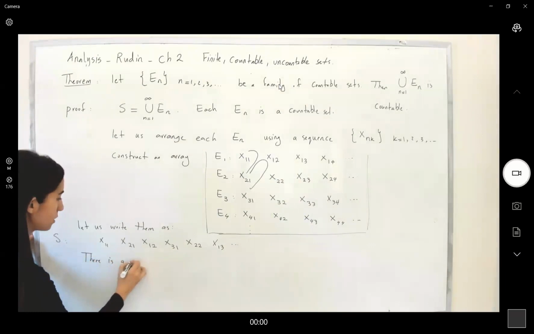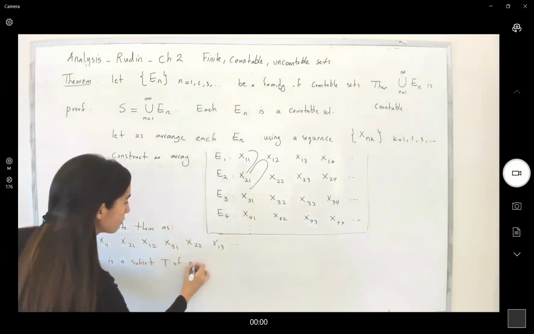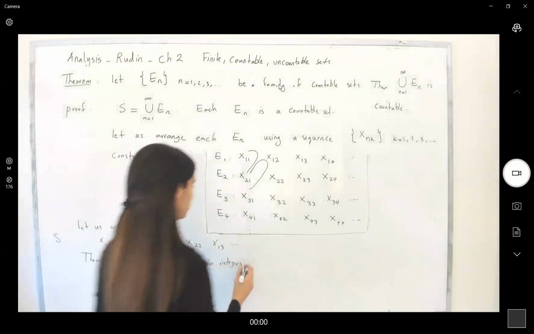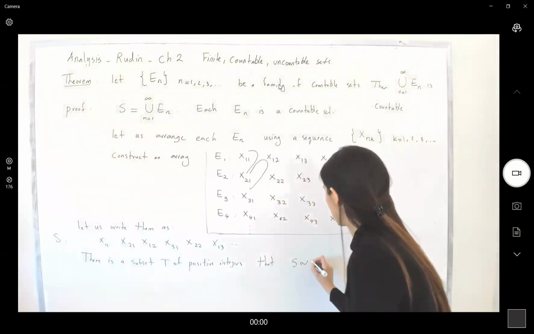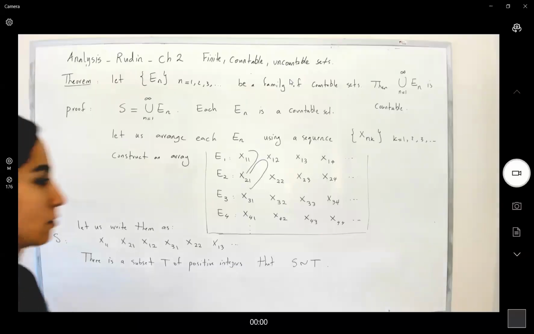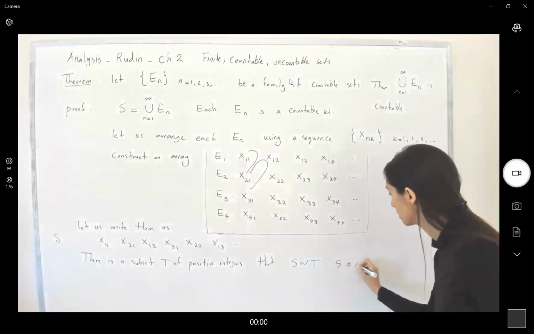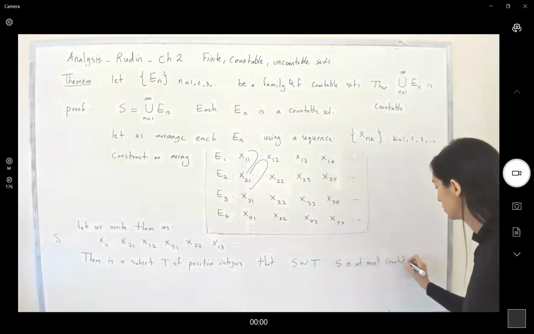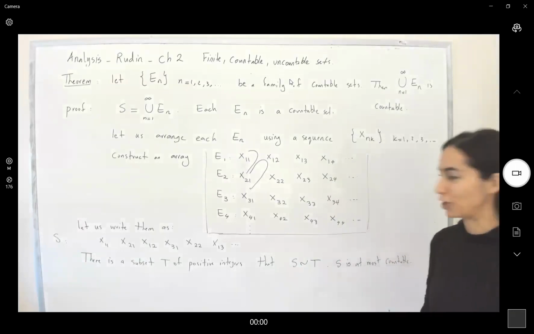there is a subset T of positive integers such that S is equivalent to T. It means that S is at most countable. So if we show that S is infinite, it means that we're done.